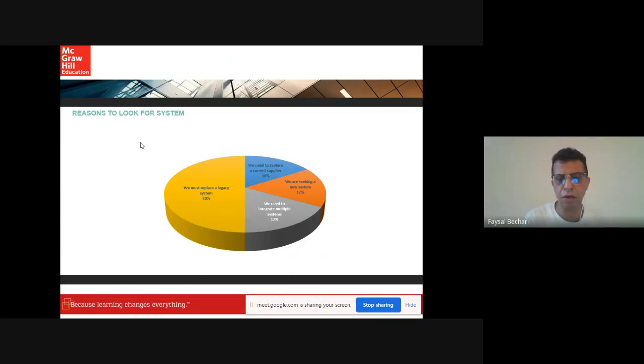Now, reasons to look for a system: you might say we need to replace the current supplier, we don't like the vendor, which 16% of companies do. We are seeking a new system: 17% of companies are doing it just to have a new system. We need to integrate multiple systems: 17%. They might say, well, our supply chain management application is not integrated well with our HR, or our financial application is not integrated well. And maybe HR determines how much employees are supposed to get paid and that is then integrated with payroll, and payroll does that, which is part of the financial. So there might be applications that are not well integrated with the payroll or the financial application.